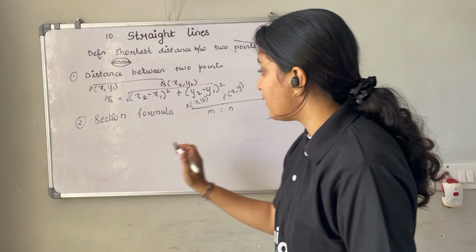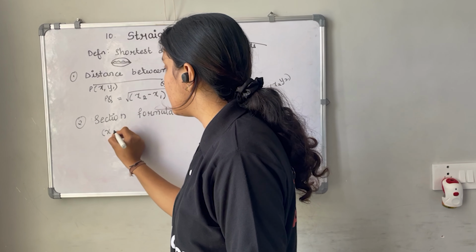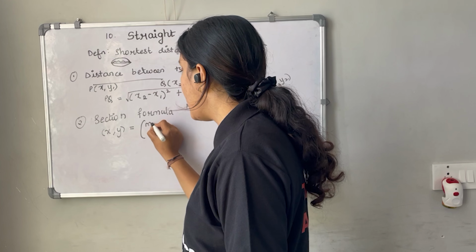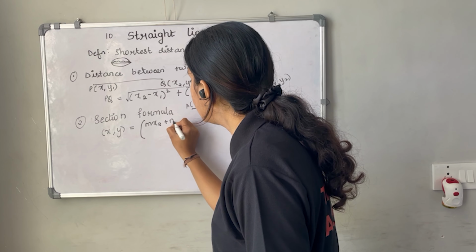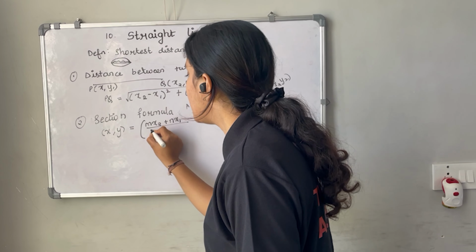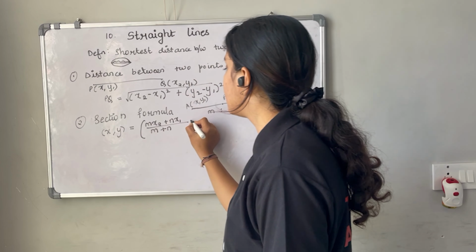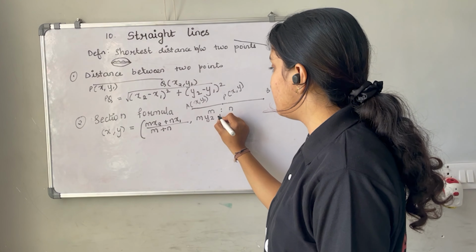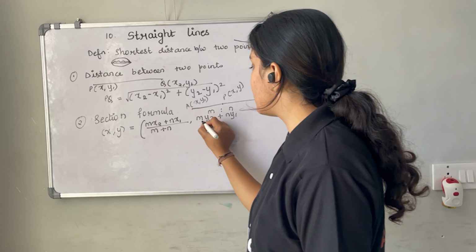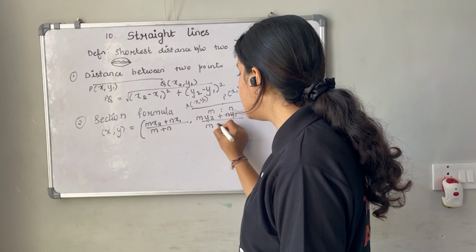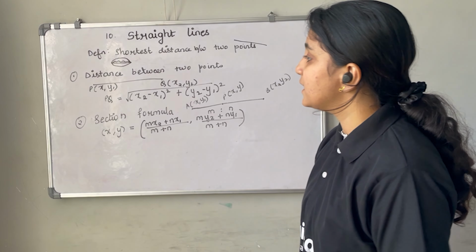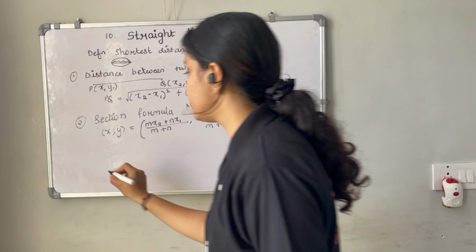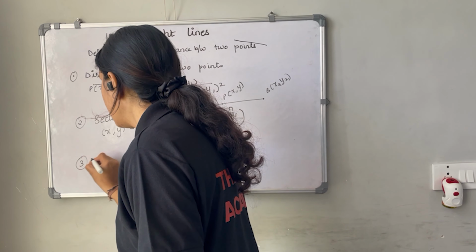Now we can find this point by x comma y equal to (mx2 plus nx1) upon (m plus n), comma, (my2 plus ny1) upon (m plus n). That is the second thing we have. Now the third thing, midpoint.